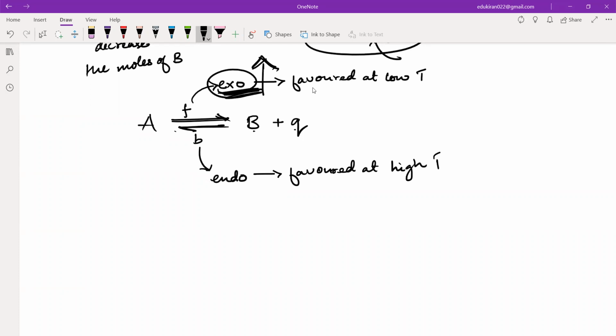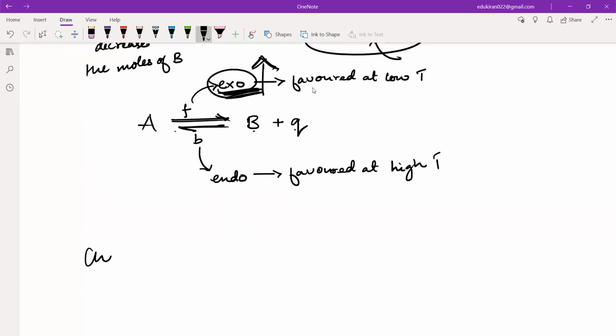So that means if we have an exothermic reaction, and if I increase the temperature, the exothermic reaction will not be favored at that point of time. The exothermic reaction will slow down. If I heat the system, the exothermic reaction will slow down. Okay, so these are the 2 points.